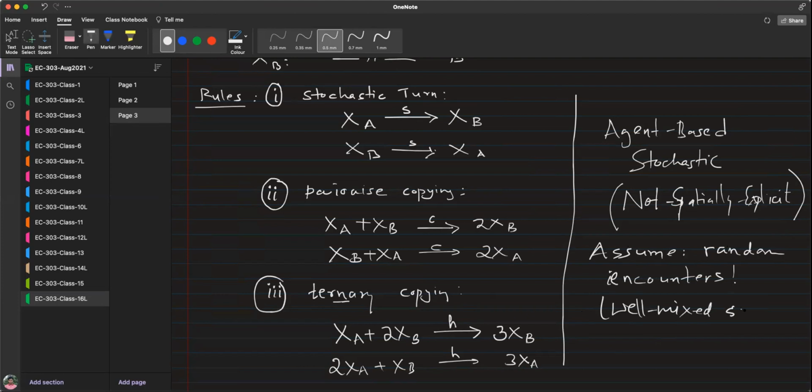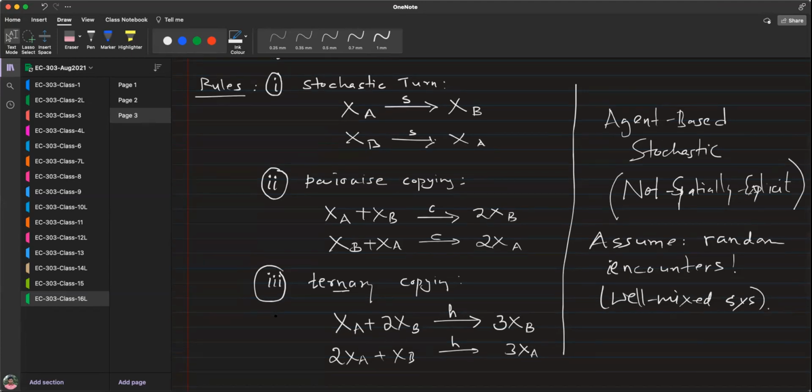And how can we differentiate whether a single individual is interacting, say, in the third one, ternary copying? There we have XA and 2XB. How can we differentiate the third one from the second in this case? How do you distinguish this and this? Is that your question? If the interactions are random encounters, how do you distinguish? Remember that there is a rate for each of them. So this is a self-interaction. This is a pairwise interaction. This is a ternary interaction. They are all happening at different rates. Okay, yes, got it.